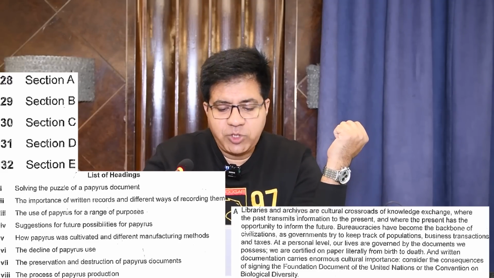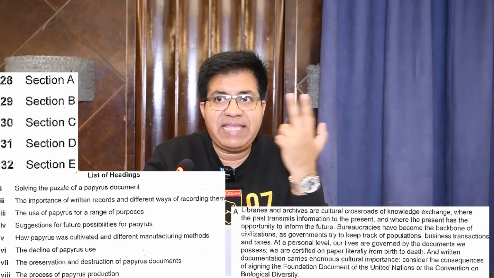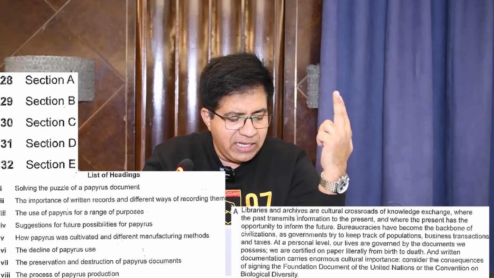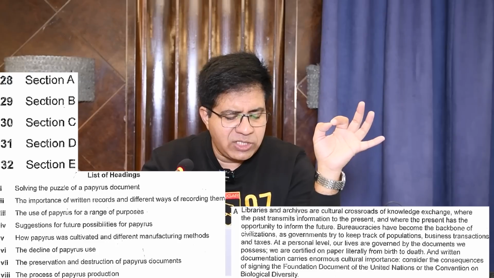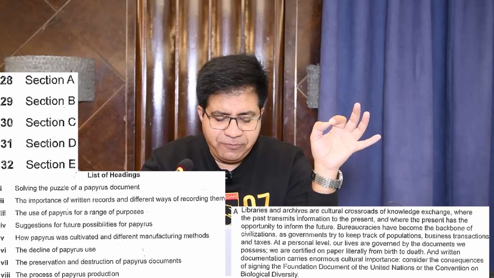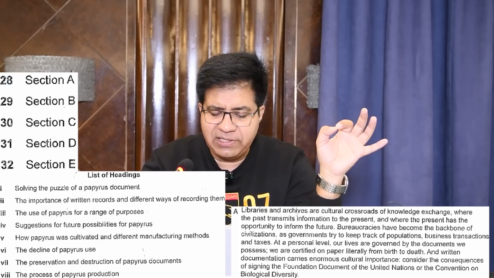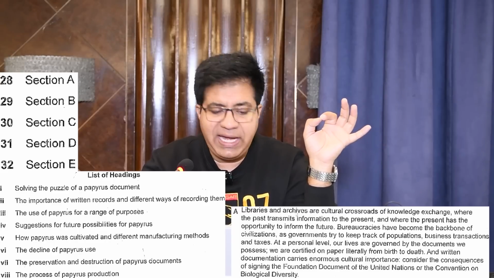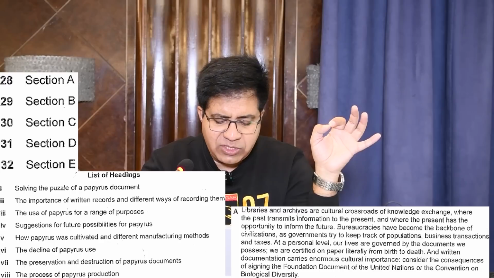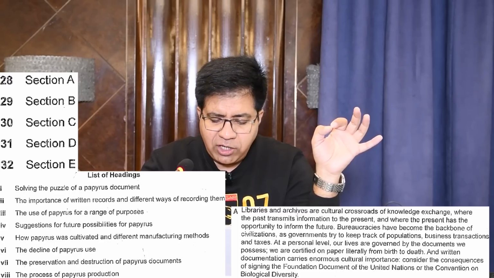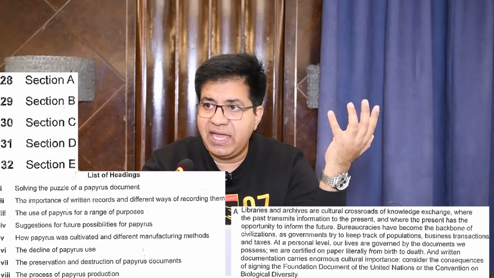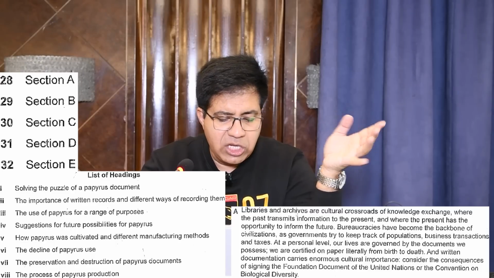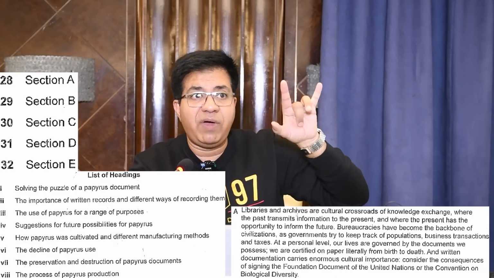Okay, correct option for paragraph A is heading number 2. And heading number 2 is importance of written records. And for that he said at personal levels, our lives are governed by documents and different ways of recording them. And then he talked about birth certificate, death certificate and all that. So one heading will be used once only.